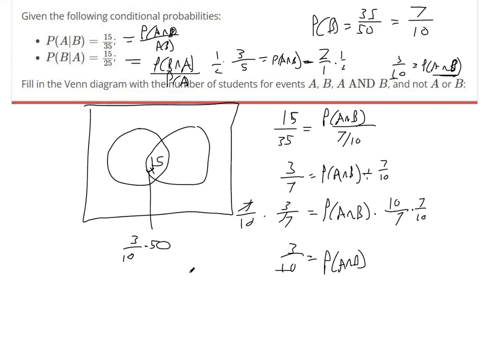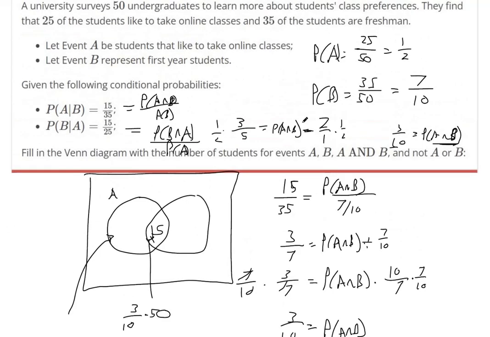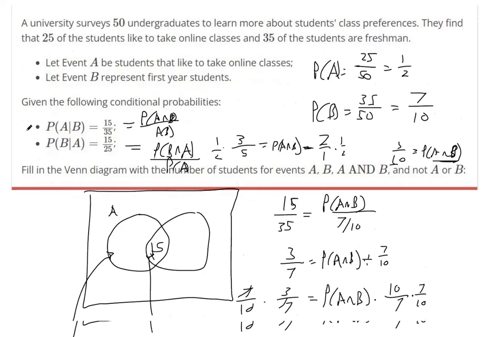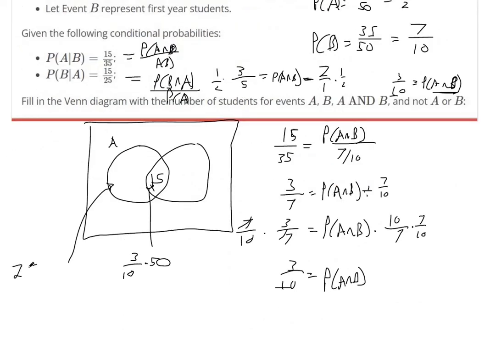And then over here, let's do A first. Let's say this is A. We can find out the number of students. Wait, they already told us. Online is A, and it's 25 students. We just need to subtract the intersection. That's 10 over here. And same thing over here.